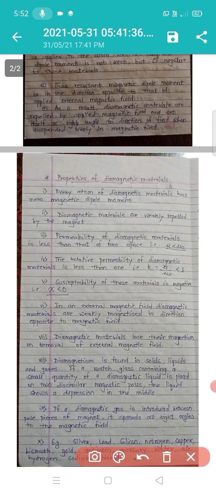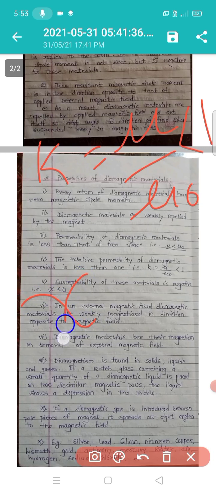Permeability of the diamagnetic materials is less than that of the free space. For diamagnetic materials, mu is less than mu naught. Then the relative permeability K equal to mu by mu naught is less than 1. The relative permeability of diamagnetic material is less than 1. Then the susceptibility of these materials is negative, that is susceptibility is less than 0. It is important.